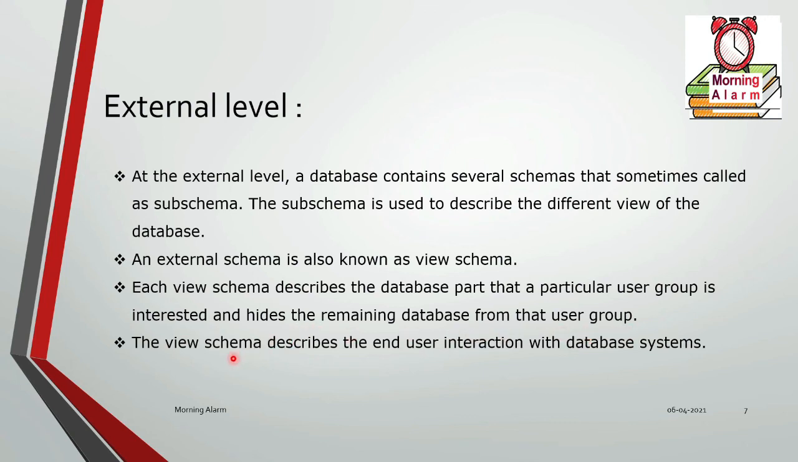If I simply would like to give an example: if you want to watch a file in this database, you request it from the database, and the external level or view schema provides it. But other than that, no files can be seen by you. That's the thing. Understood? The view schema describes the end user interactions with the database system. In this schema, the interactions between the end user and the database system can be described.